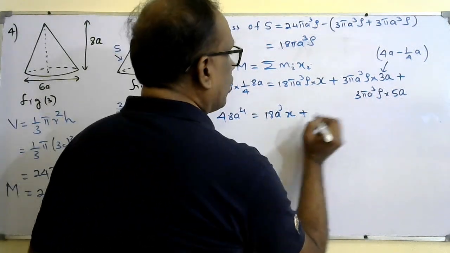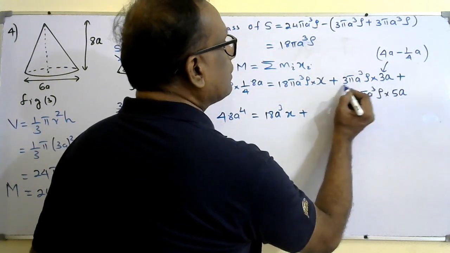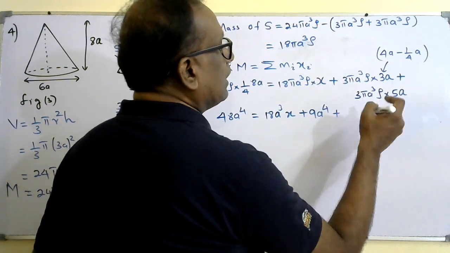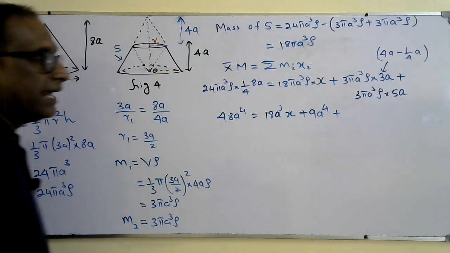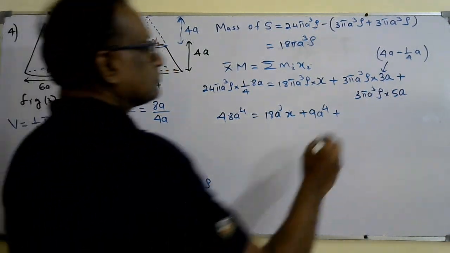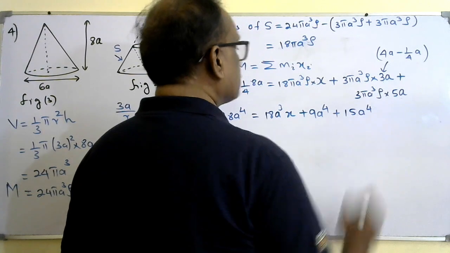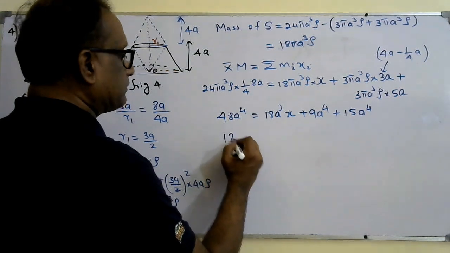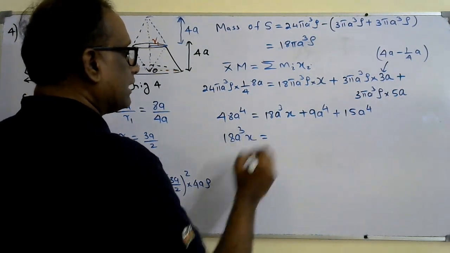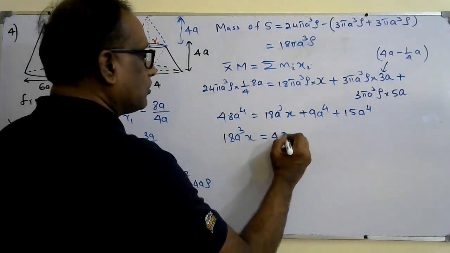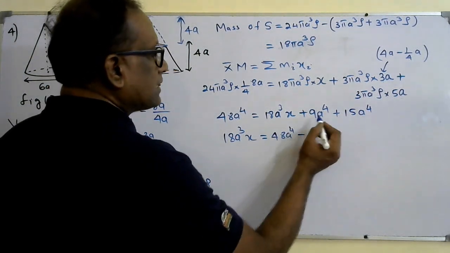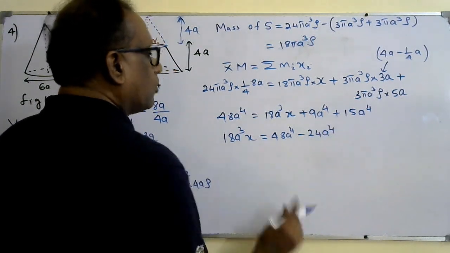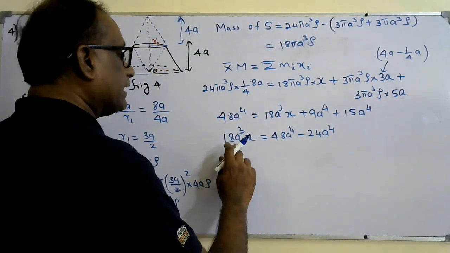Then here if you solve it, 3 into 3, 9, a to the power 4, plus here 5 into 3, 15, a to the power 4. Okay, so we'll continue. This is 18 a cube x. I'll make it the subject. Equal to 48 a to the power 4 minus 9 a to the power 4 plus 15, 24 a to the power 4. So that will be 24 a to the power 4 divided by 18 a cube.